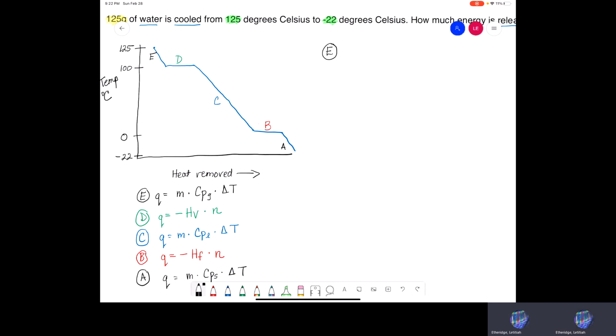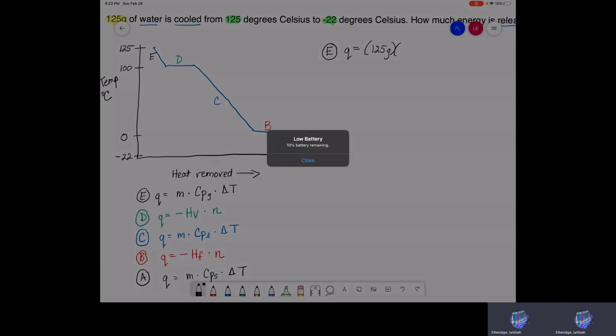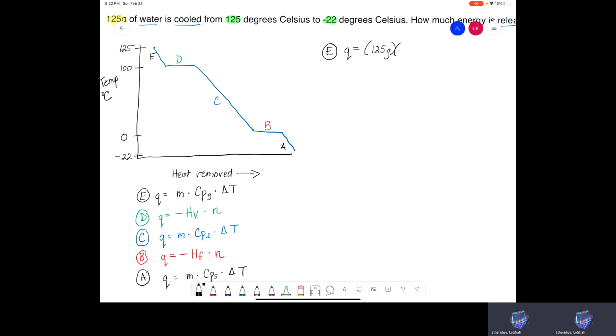So E, like I said, is going to be Q equals mass times the specific heat of a gas times the change in temperature. So my Q will equal, the mass in the problem is 125 grams. The specific heat of a gas, take a look at your worksheet. It is going to be 1.850 joule per gram degree Celsius, right? Because it's of a gas.